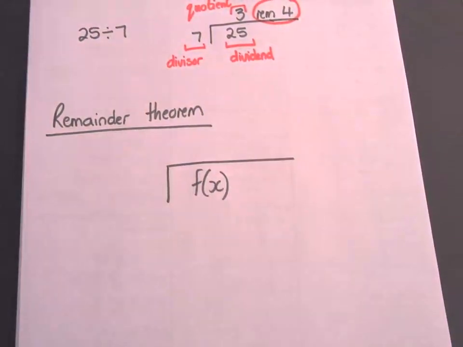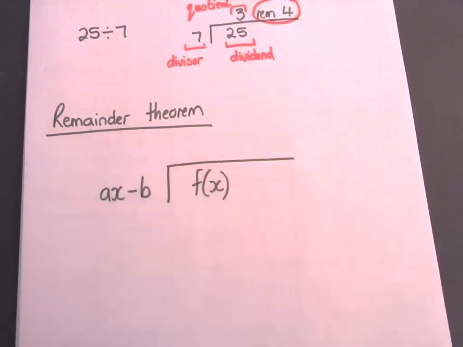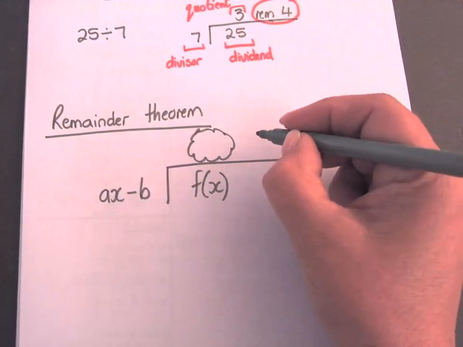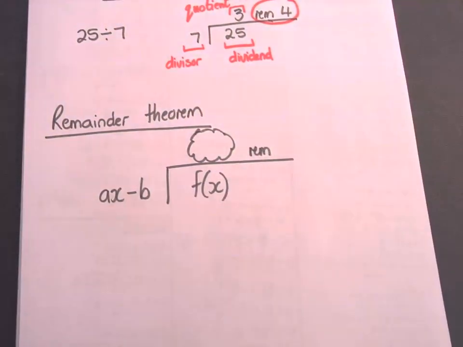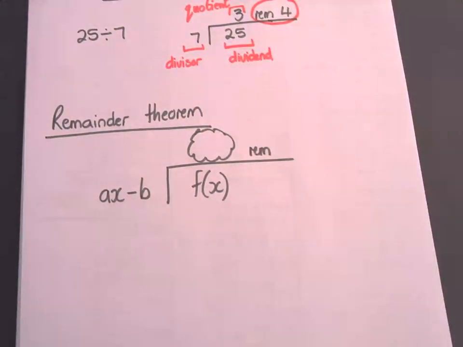That means we have a function. It can be a parabola, straight line, a cubic function, anything. And we want to divide it with ax minus b. Then you'll get an answer, and there will be a remainder.